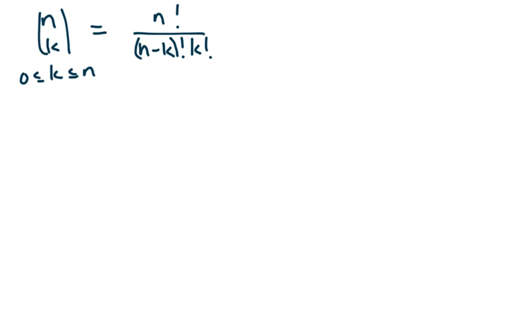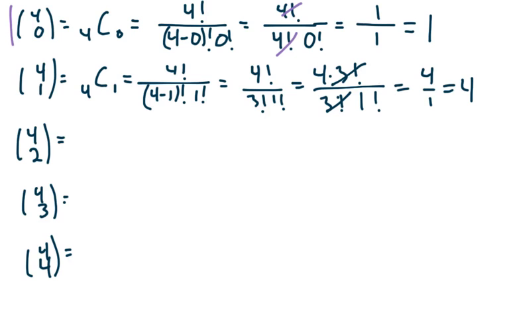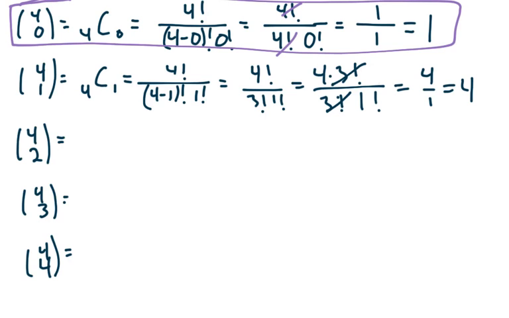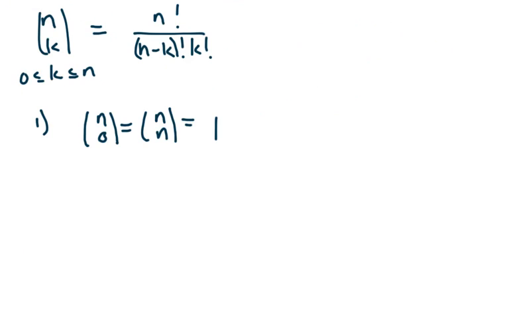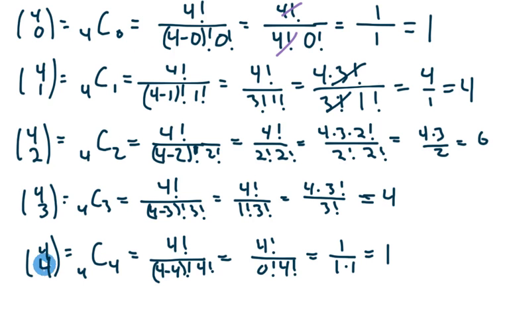N choose k. First property, n choose 0 is always 1. N choose n is always 1. As an example, we've seen that right here, right? 4 choose 0 was equal to 1. This just says that that isn't special or unique. That's going to happen every time you have k equals 0. And every time you have k equals n. Just like when we had 4 choose 4, it was also 1.